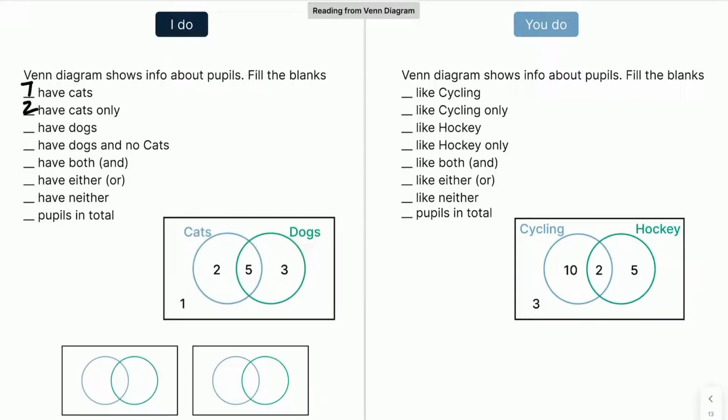The next one is dogs. So dogs is that full green circle. So that's 5 plus 3, which is 8. And then we have dogs only, which is just going to be 3. Then we have both cats and dogs. So that's this bit in the middle here.